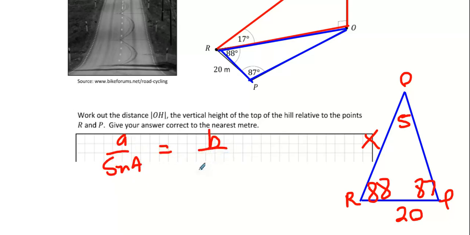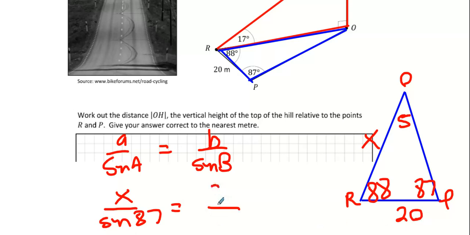Okay, it's very important you know why you can't use SOHCAHTOA and Pythagoras' theorem. Pick a side, X. Pick the angle that looks at it. What angle looks at X? No hassle. Pick a side we know. Pick the angle that looks at it.